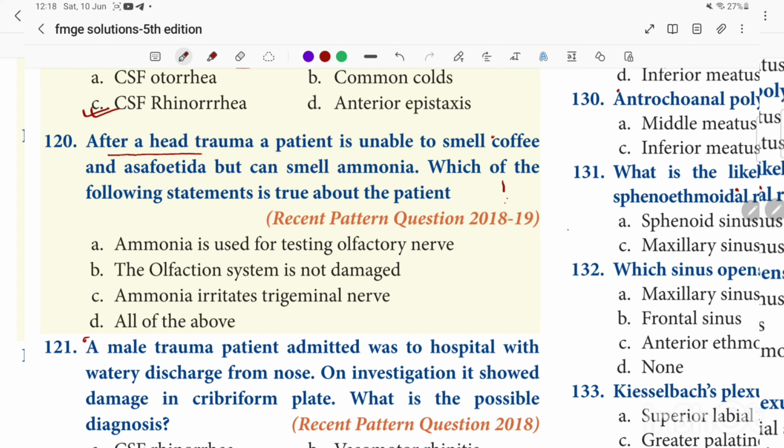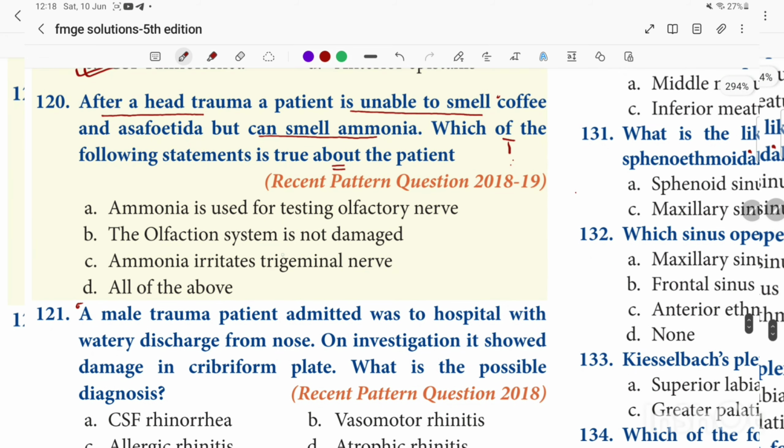After a head trauma, the patient is unable to smell coffee and asafoetida, but can smell ammonia. Which of the following statements is true about the patient? Ammonia irritates the trigeminal nerve, so that is the answer.